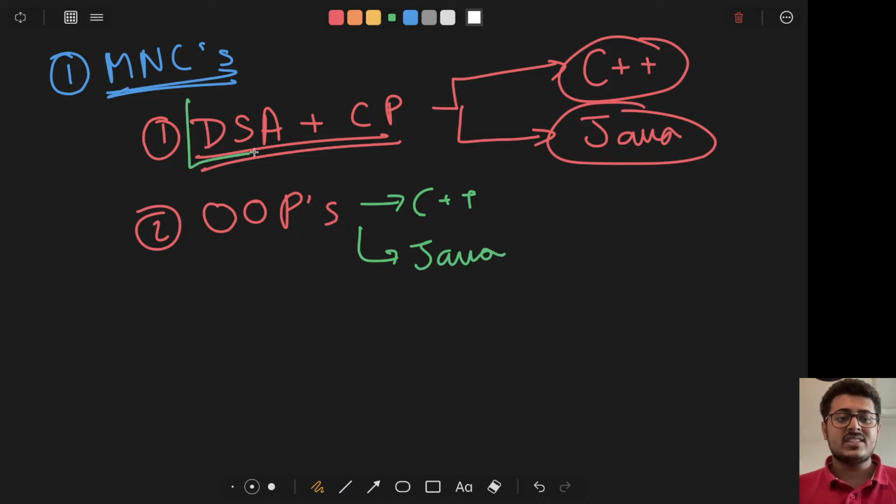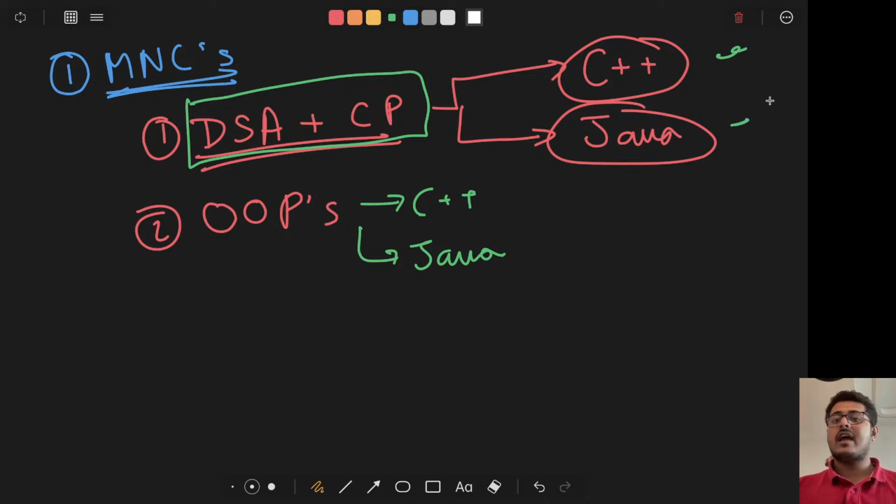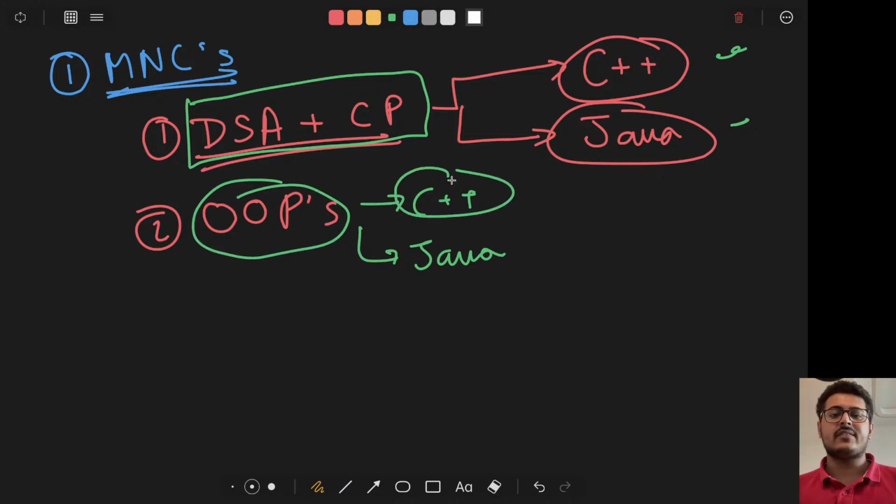So if you're doing data structures and algorithms as well as CP in C++ or Java, you will have a lot of practice in this language. How to write code in these languages, you will have a lot of practice on them. So whenever the interviewer is asking questions in OOPS related to either of these languages, you will easily be able to nail them. If you are doing DSA and CP in Python, then you will not be able to clear this entire round, because you will have no idea what to answer.